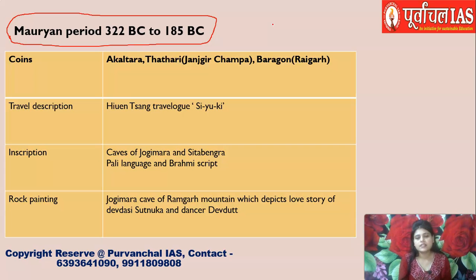Now since I am focusing specially on Chhattisgarh, I will not talk about the Mauryan Empire in detail, but you need to know that Chhattisgarh also has evidences from this particular period. What evidences we get is the coins during the Mauryan period. The coins which were used have been found from Akaltara, which is in the Bilaspur district. Then there is Thatari, which is in Janjgir Champa. Then there is Baragaon in the Raigarh district. So from all of these places, we get the evidences of the coins.